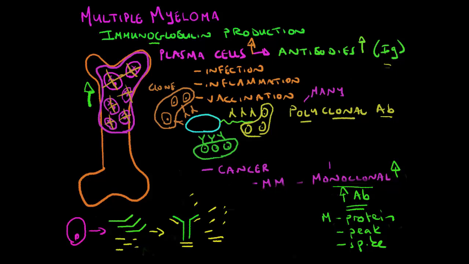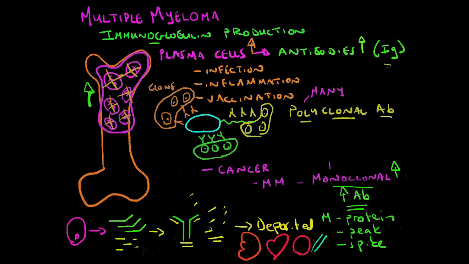And why is this important? Because these immunoglobulins or parts thereof, such as the light chains, can be deposited in different organs, such as, for instance, the kidneys or the heart or nerves or blood vessels and so forth. And say there's a blood vessel there and a nerve. So different organs can be affected by this increased production in antibodies where the whole antibody or parts thereof are deposited.